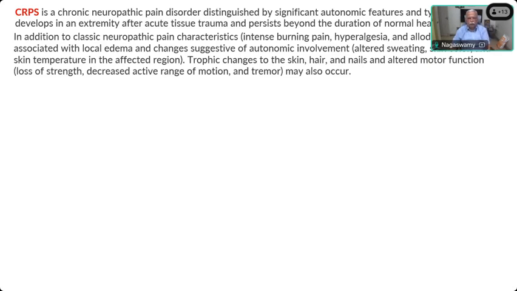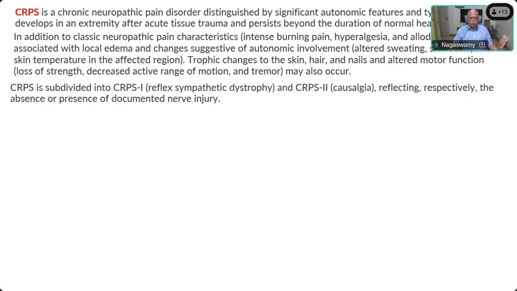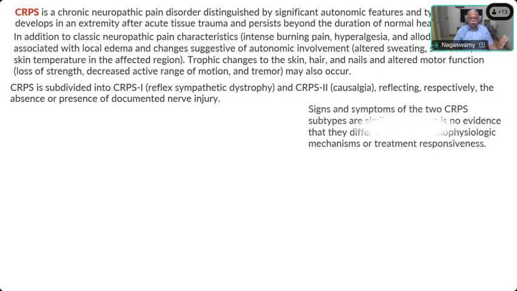In addition to the classic neuropathic pain characteristics like intense burning, hyperalgesia, allodynia, etc., there may be local edema and changes suggestive of autonomic imbalance, like altered sweating behavior, skin temperature changes, and trophic changes in the skin, hair, nails, etc., with loss of strength. It is also divided into two. The other name for CRPS 1 is reflex sympathetic dystrophy, and the other name for CRPS 2 is causalgia, reflecting the presence or absence of documented nerve injury.